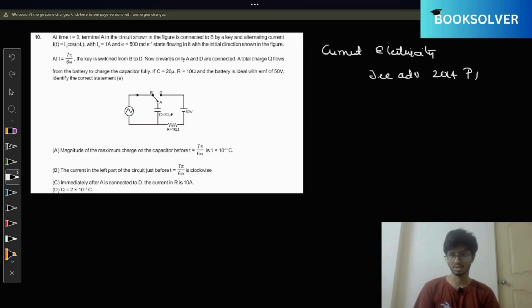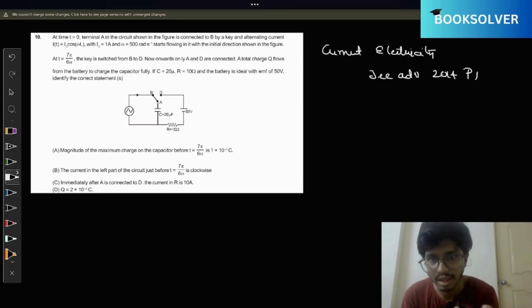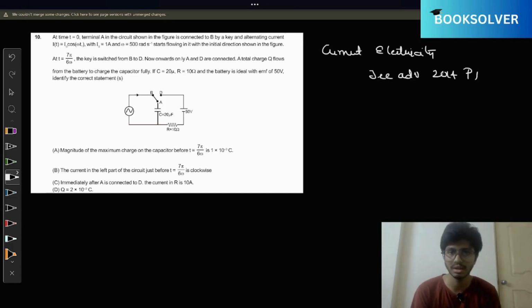If C is equal to 20 microfarads, I think there is a printing mistake, and R is equal to 10 ohms, and the battery is ideal with EMF 50 volts, you need to identify the correct statements.